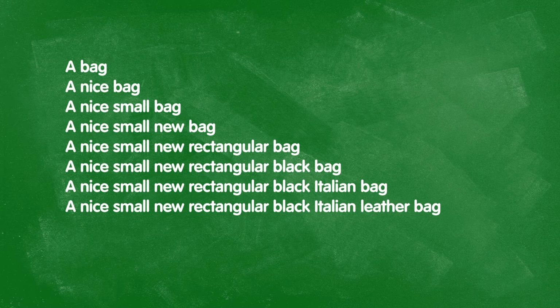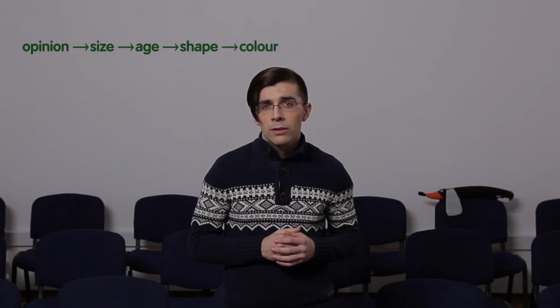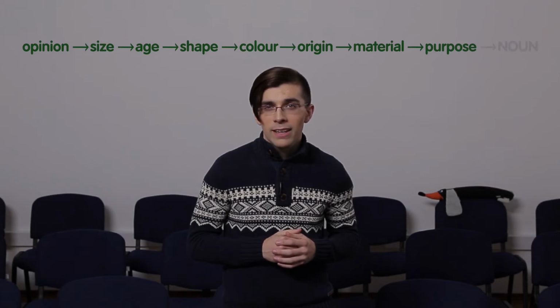And maybe, finally, I want to tell you what I bought it for. So it's a nice, small, new, rectangular, black Italian leather evening bag. So please remember that the correct order of adjectives is as follows: opinion, size, age, shape, color, origin, material, purpose, and then finally, the noun. When we need to compare different qualities of people or things, though, we use the comparative degree.